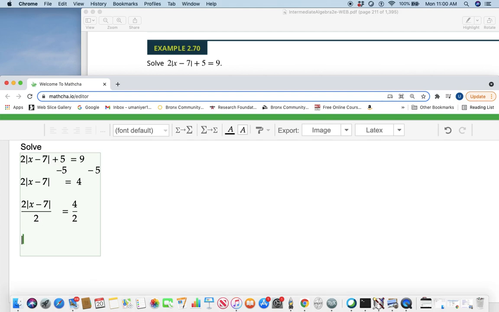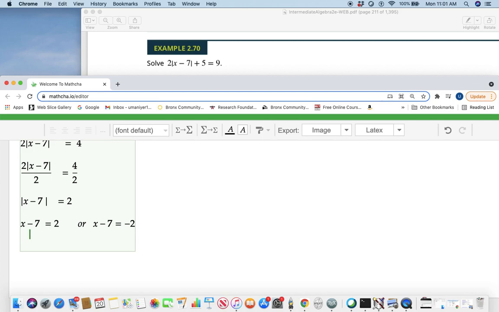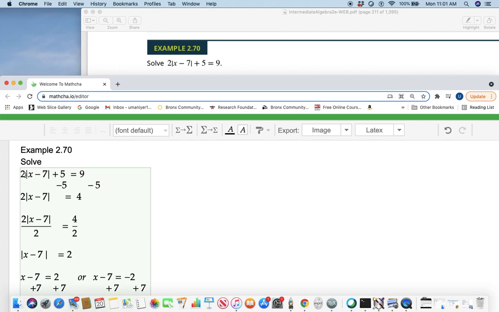2 reduces the 2. I have absolute value x minus 7 equals 4 over 2, which is a positive number. Because it is positive, the expression inside is 2, or the expression inside is negative 2. Add 7 to both sides. The first equation gives me x equals 9. Now the second equation, add 7 to both sides. x equals negative 2 plus 7 is a 5. So you have two potential solutions to your equation.